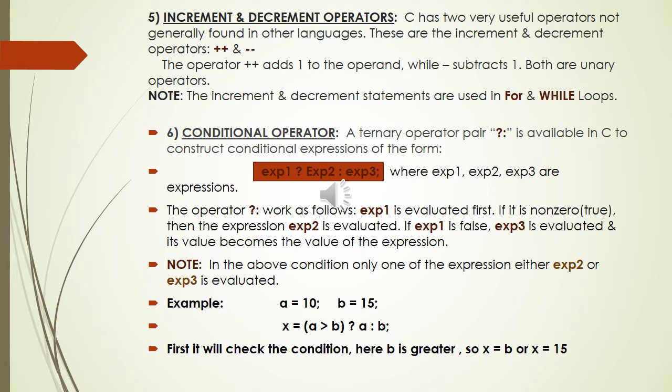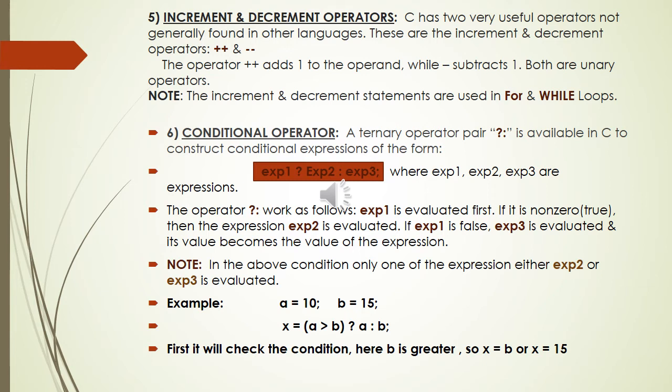The operator ?: works as follows. exp1 is evaluated first. If it is non-zero or true, then expression 2 is evaluated. If expression 1 is false, then it will skip expression 2 and the result will be exp3. In the above condition, only one of the expressions, either exp2 or exp3, is evaluated.